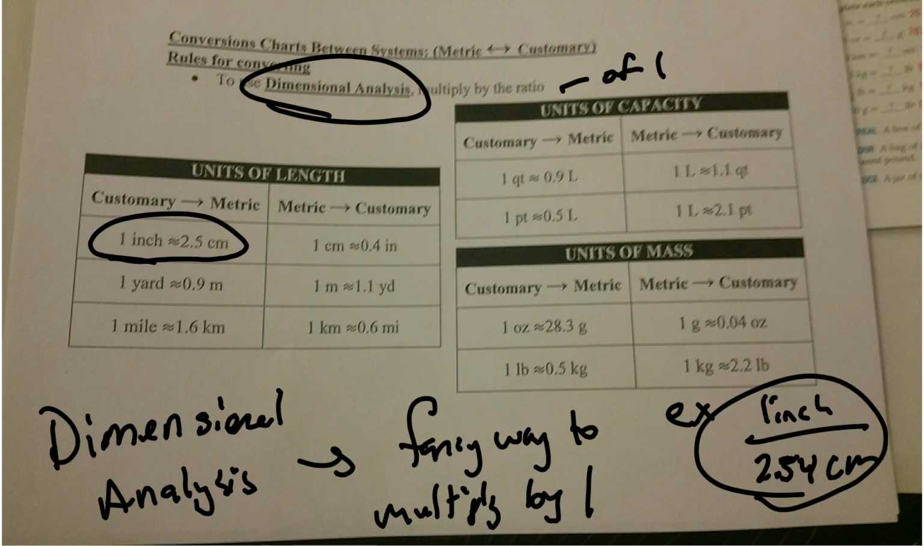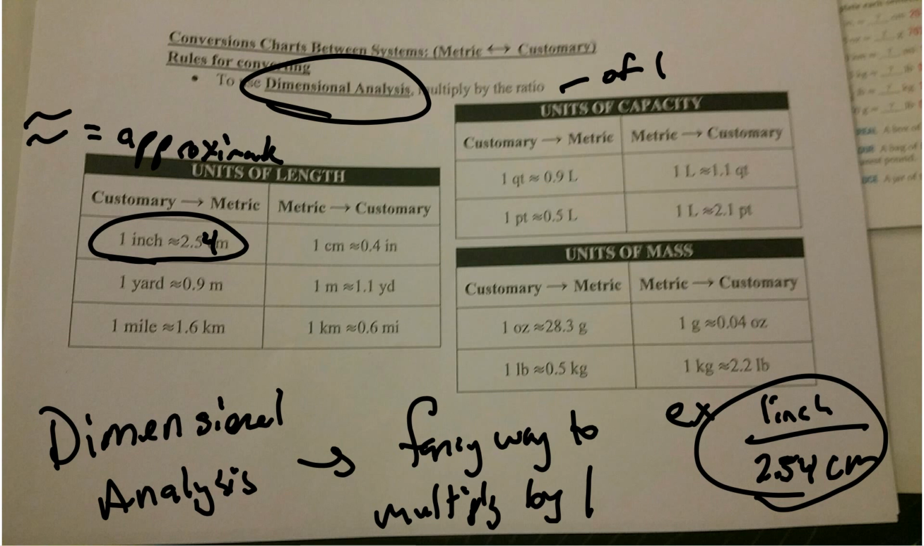All right. So look through this. 1 inch is about 2.5 centimeters. I always like to put 2.54. 1 yard is about 0.9 meters. So they're very, very close. Notice, guys, this double tilde is an approximate. It means approximately. It's not equal. It's very close to equal, but it's like a wavy equal sign. It just means it's close. 1 centimeter is about 0.4 inches. 1 yard is about 0.9 meters. 1 mile is about 1.6 kilometers. 1 kilometer is about 0.6 miles.